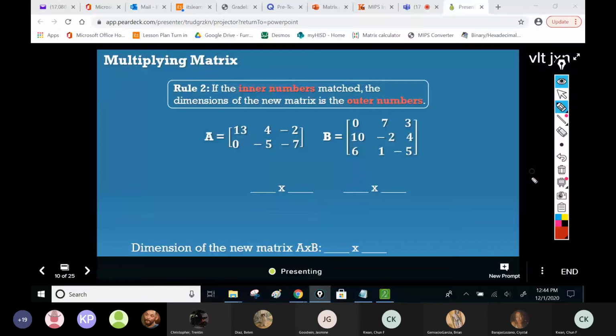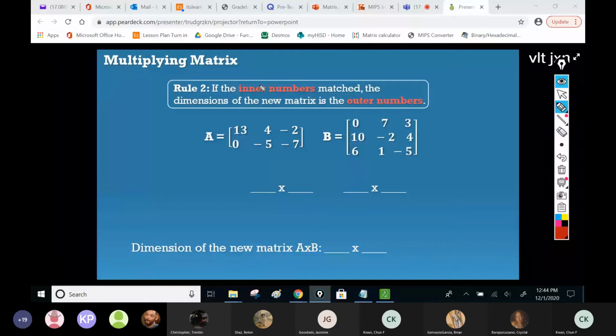Now let's just say they do have a solution. Let's say the inner numbers matched, so that means we do have a solution. When you multiply them together, the dimension of the new matrix, the product, will be the outer numbers.